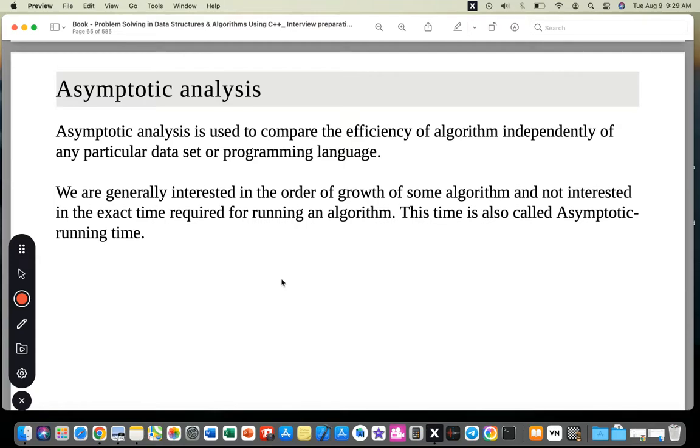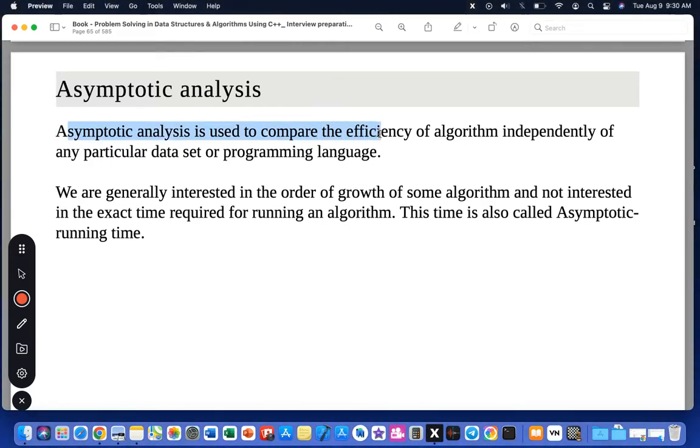Asymptotic analysis. Asymptotic analysis is used to compare the efficiency of algorithms independently of any particular data set or programming language. We are generally interested in the order of growth of some algorithm and not interested in the exact time required for running the algorithm. This time is also called asymptotic running time.